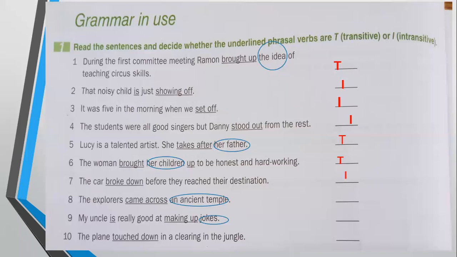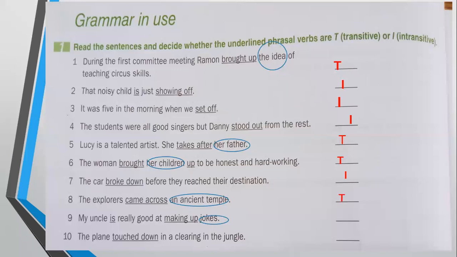The explorers came across what? What did they find? Excellent. They found an ancient temple. هون إجت came across بمعنى يجد بالصدفة. Okay, so they found accidentally an ancient temple. So here we have the object ancient temple, so it is a transitive phrasal verb.